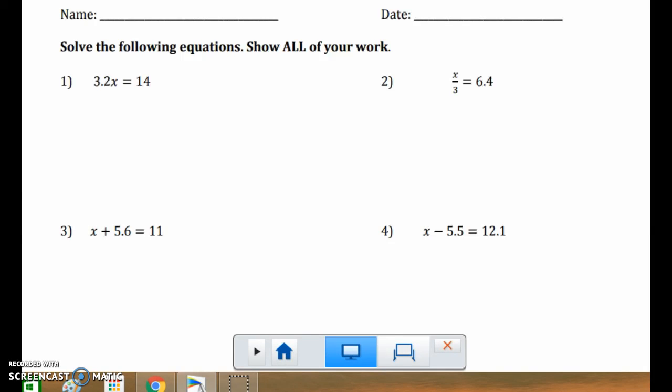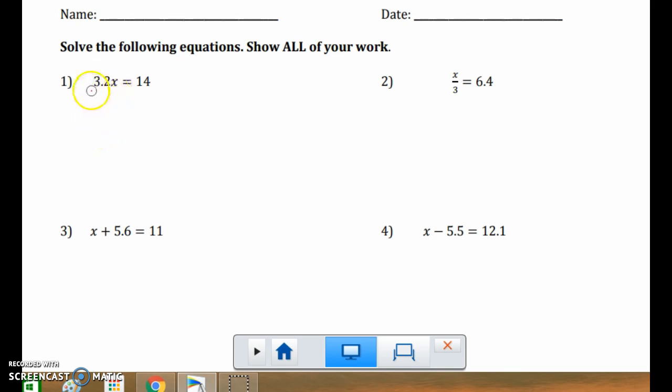Hey, make sure that you have this paper out. This is just a way for you to review before our quiz. I'm not going to spend a lot of time explaining each one, but I will show you what you should have done. If you still have concerns about how to do it, please come see Mrs. Pearson or myself. Number 1 is 3.2 times x.